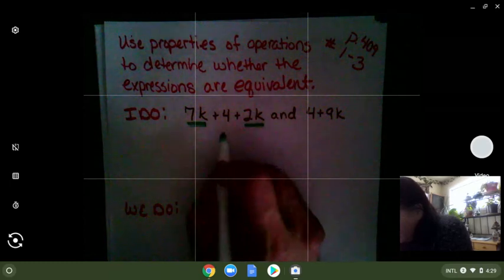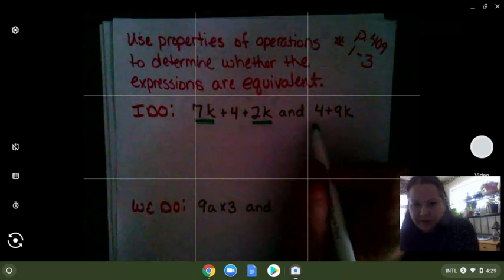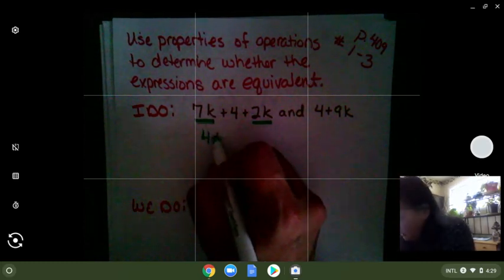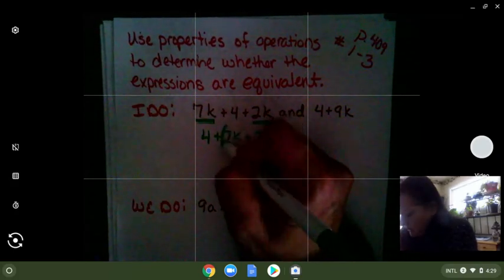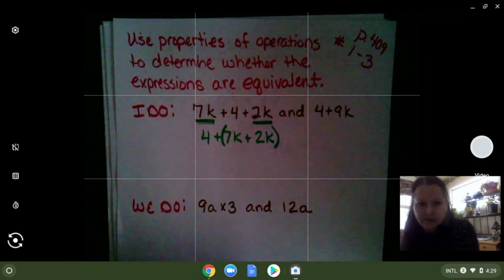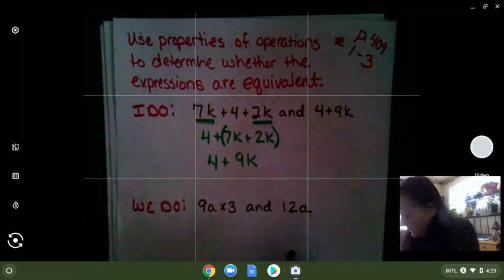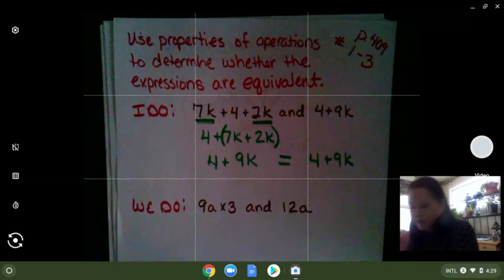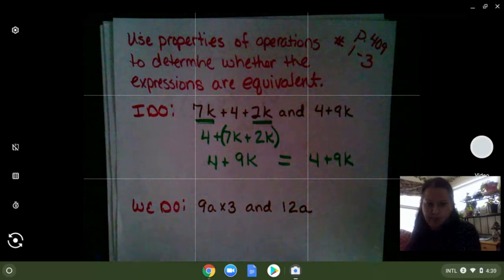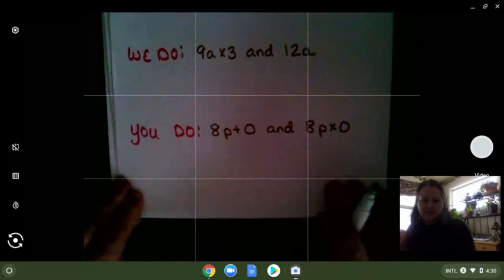So I'm going to take this one, and first I'm going to use the commutative property to move the 4 out front, because I noticed the 4 is out front over here. So I'm going to change that 4 and put it out front. Now I'm going to use the associative property, because these are all additions. So I can use associative property to combine 7k plus 2k, which is 9k. So now I have 4 plus 9k, and this is what I have over here as well. So I know those two are equal because they look exactly the same. Those are equivalent expressions.